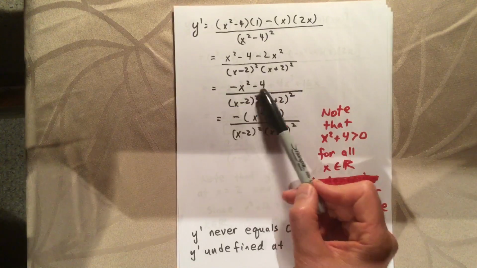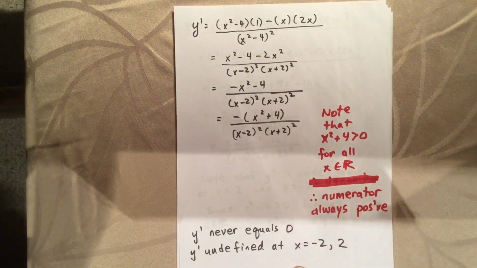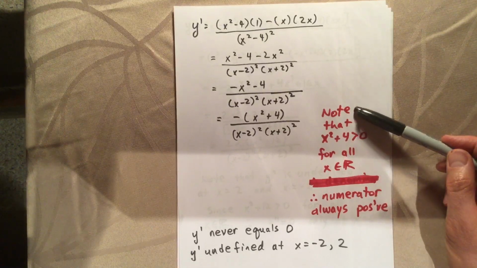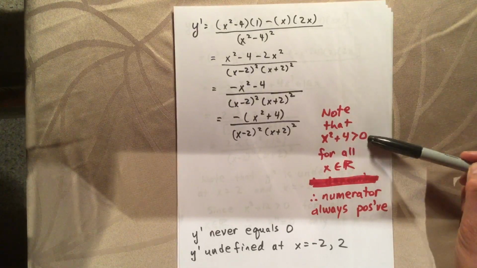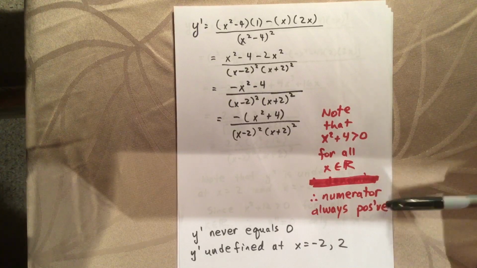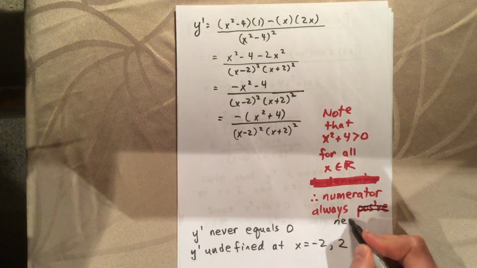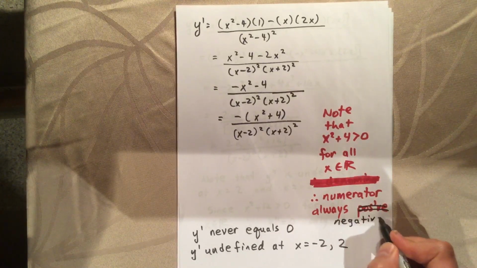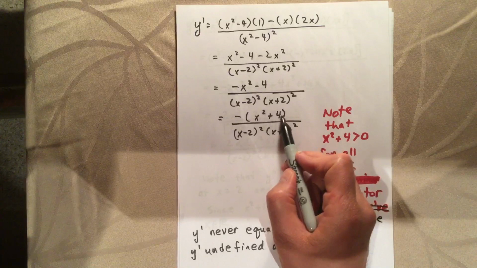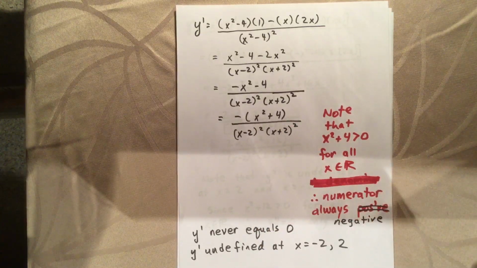Collecting like terms, I get negative x squared minus 4, which is negative, and then in brackets x squared plus 4. Now, it's important to note that x squared plus 4 is greater than 0 for all x element of the reals, which means the numerator will always be negative because there's a negative sign in front of that. So this part will always be positive, and with a negative sign in front, we'll always have a negative numerator.